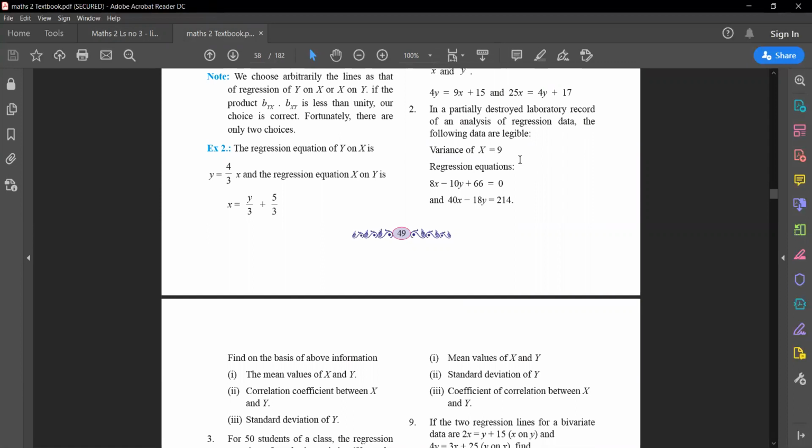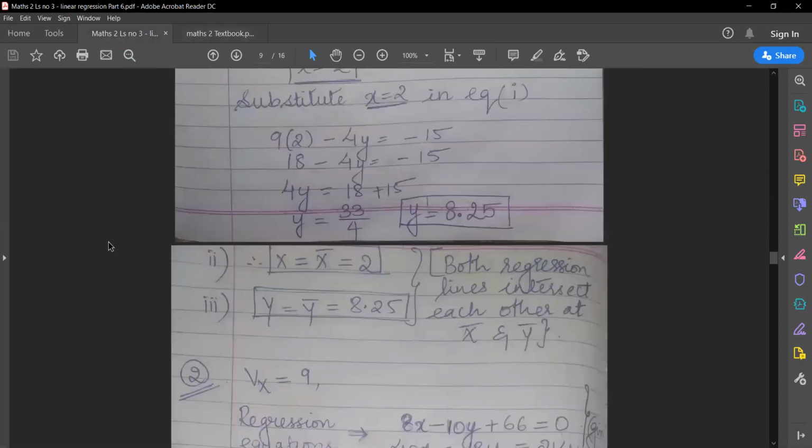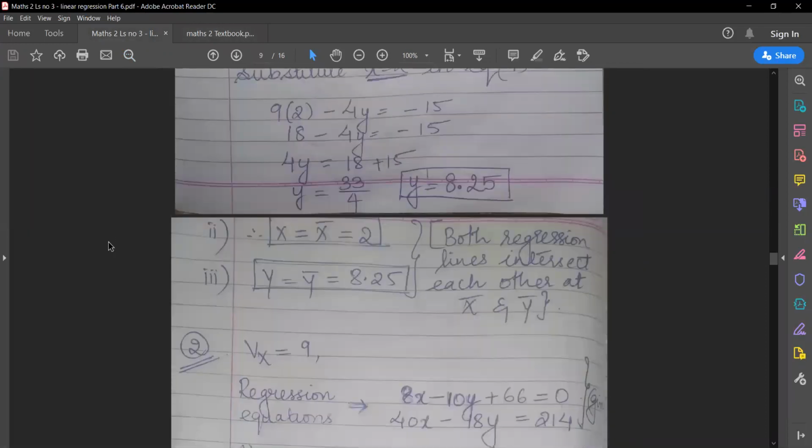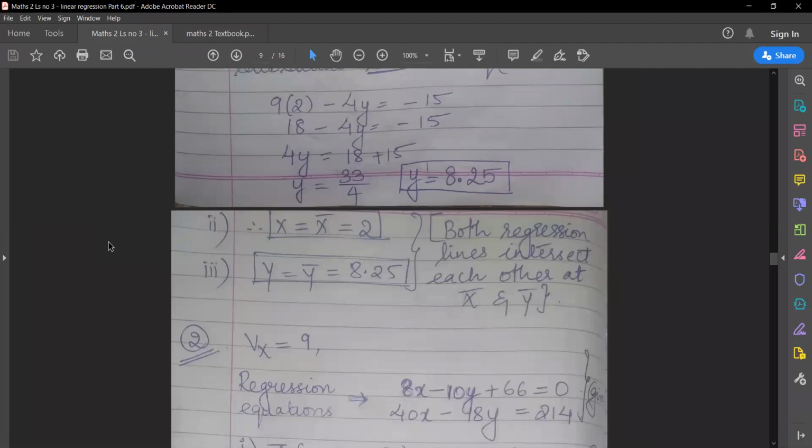Variance of x. So remember class, what was variance of x? V of x. The two regression equations are given. They have told you to find out mean values x and y, correlation coefficient and standard deviation of y. So remember class, similar to the 8th sum. But what's the difference? Can anybody tell me, or have you all identified?